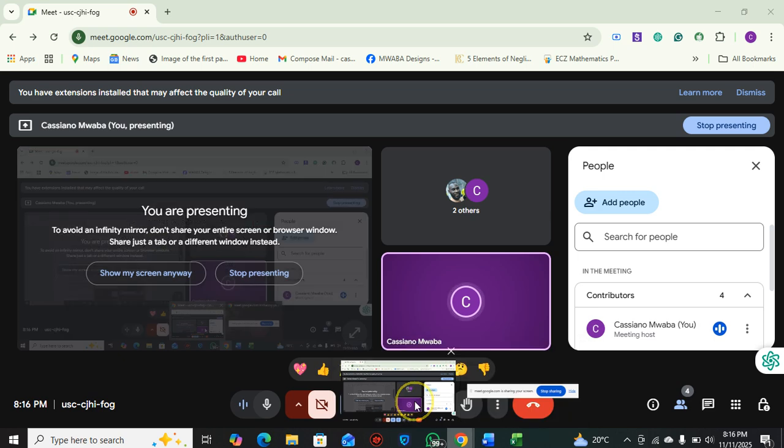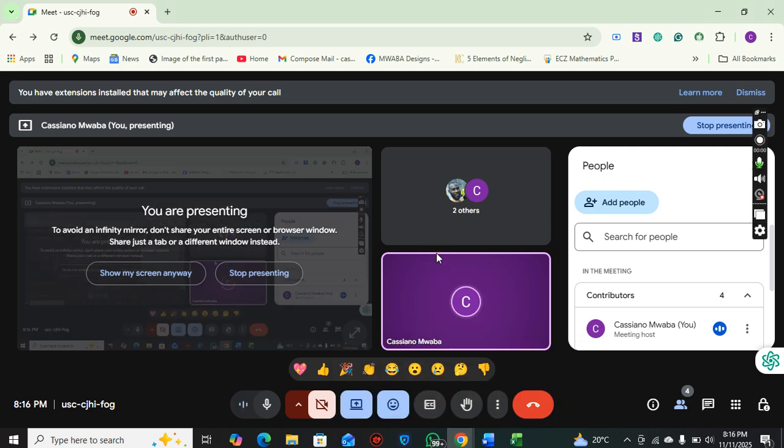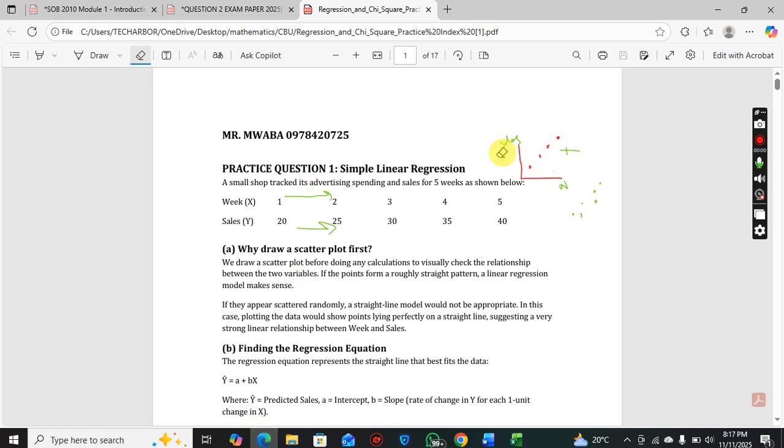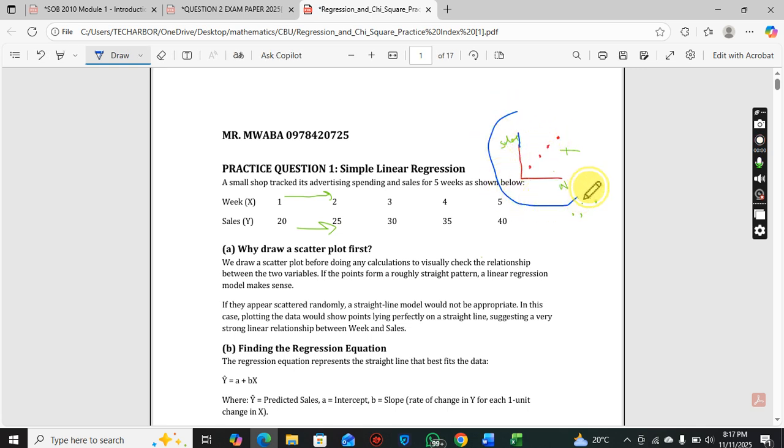So the purpose of drawing a scatter plot, please write this down if you never remembered it, is to see the visual relationship between the two variables. You want to see the visual relationship. For example here, if we had to plot this on a graph where sales is on the y-axis and the weeks are on the x-axis, you're going to have a graph like this one which I drew here, an upward sloping graph.